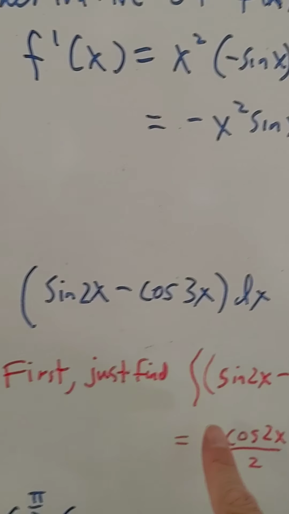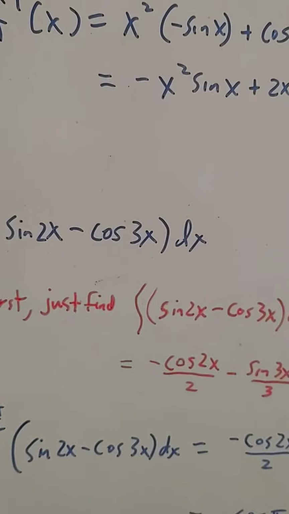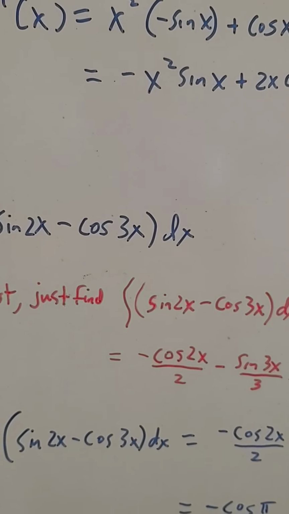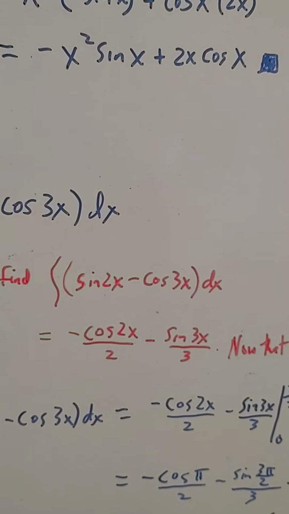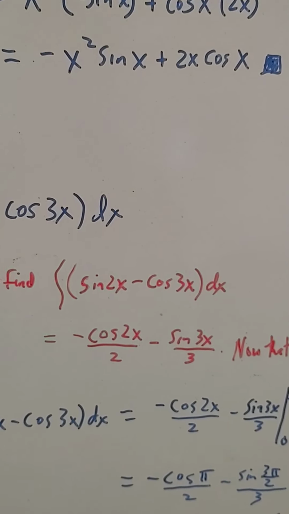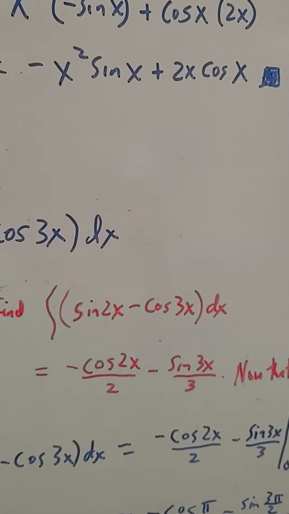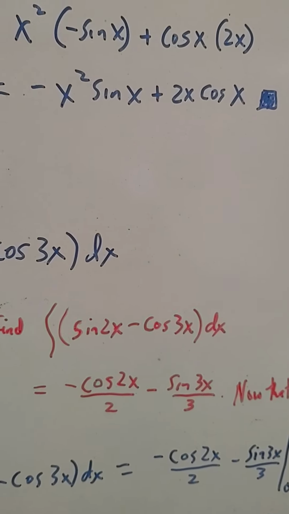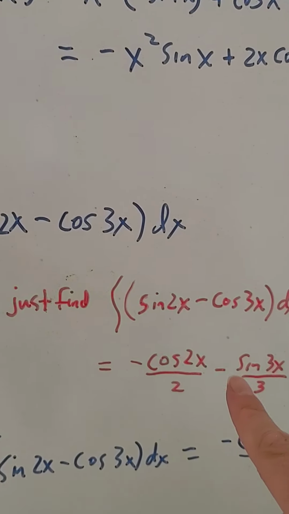So let's not worry about those limits from 0 to pi over 2 until the end. First, let's just do the indefinite integral of sine 2x minus cosine 3x dx. The integral of sine 2x is going to be minus cosine 2x over 2. Remember, the derivative of sine is cosine, but the integral of sine is negative cosine. So I did the shortcut here.